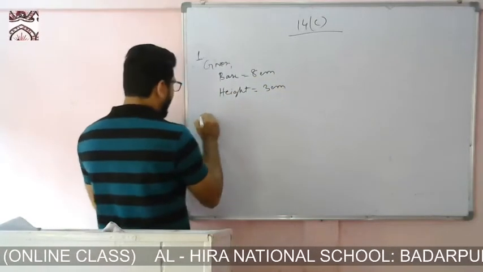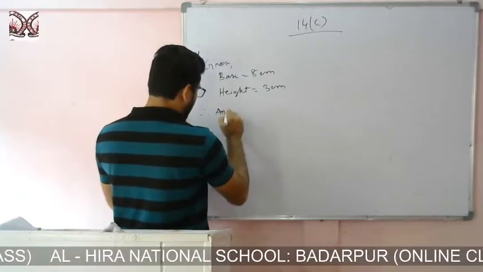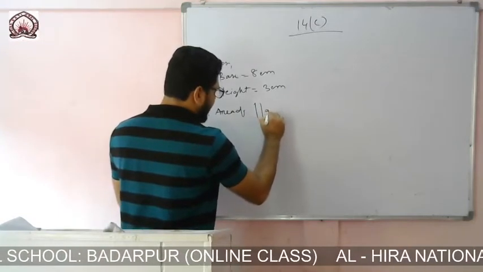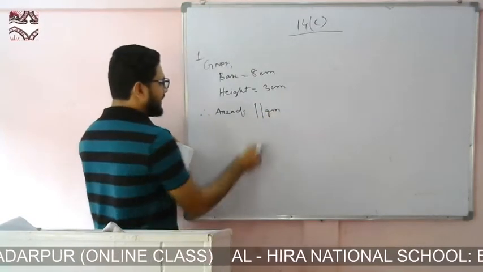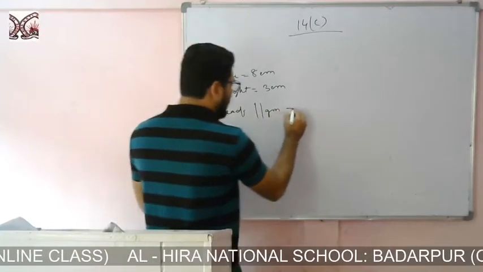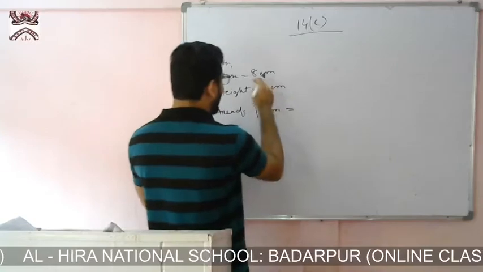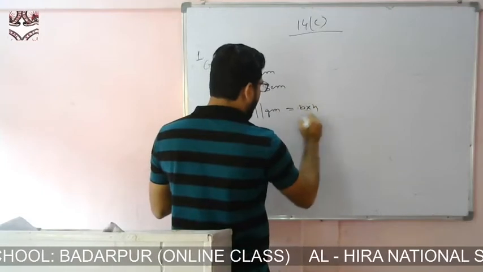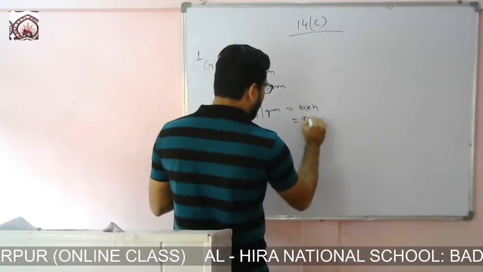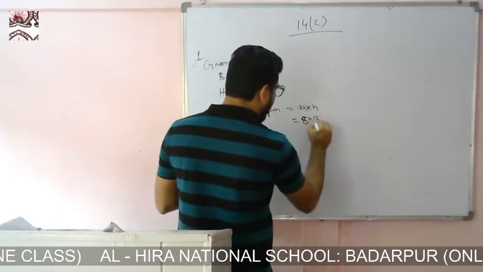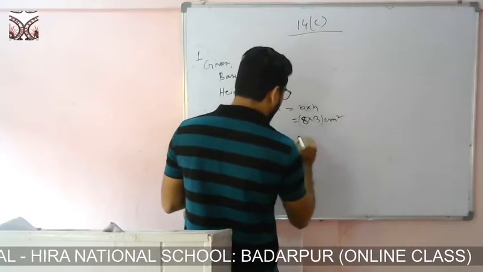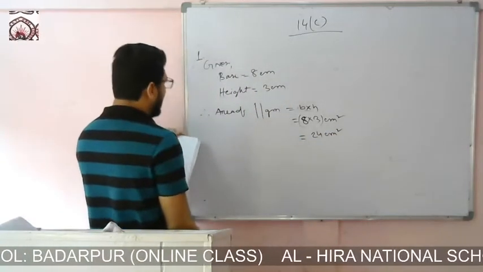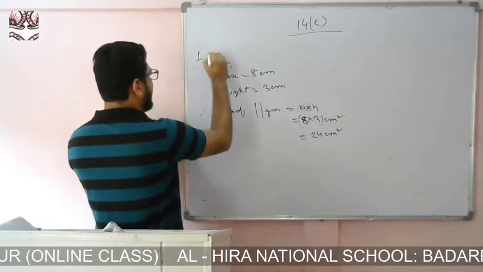Therefore, area of parallelogram, in short form you can write like this: two parallel lines and a gm. This is a short form of writing parallelogram. It will be base into height. That means 8 into 3. You can write like this: base 8 centimeter into 3 centimeter, and centimeter square. So 24 centimeter square.